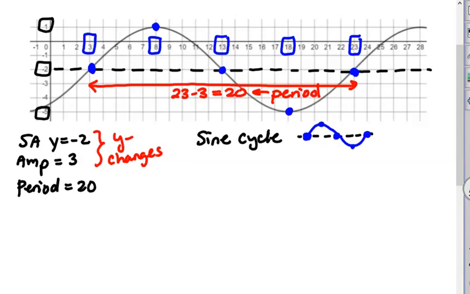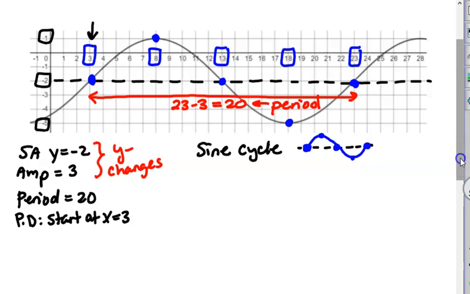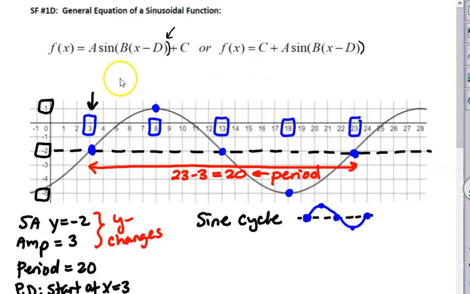The last thing is the phase displacement, or the start, which means where the cycle starts. So we start at x equals 3. So there's my starting point right there. Now, when I want to write the equation, I need to figure out places to put all those 4 pieces of information. So we're going to go up to the equation here, and let's remember what all of these different values tell us.